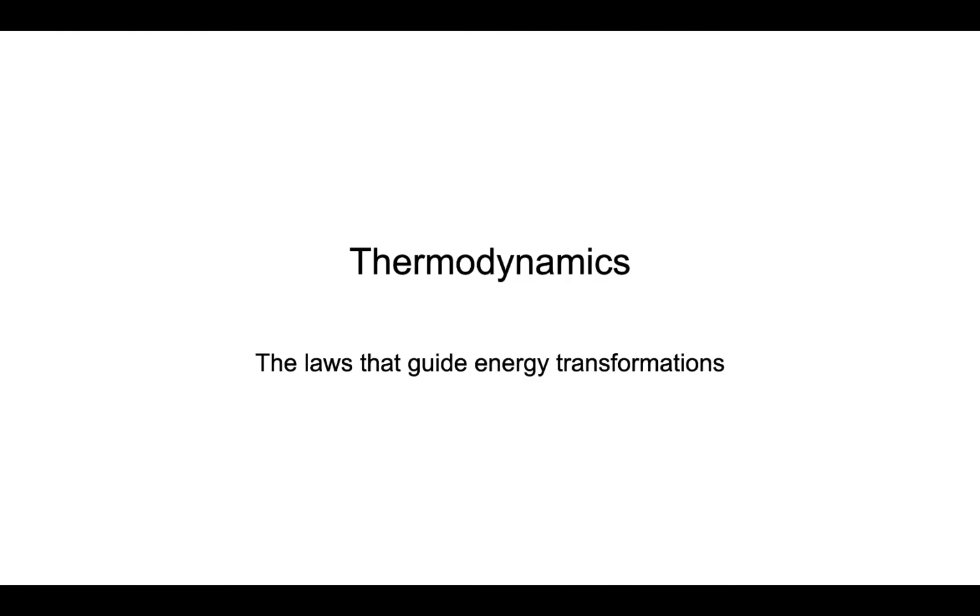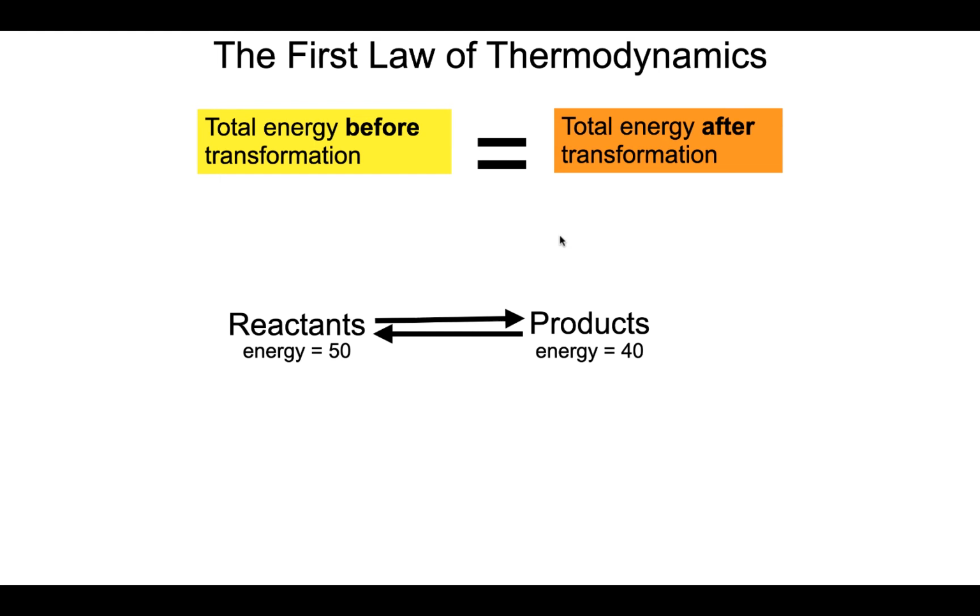All right. So let's talk about the rules that guide the transformation of energy, the transformation from one state to another. This is called thermodynamics, and we're going to look at this in the context of a reaction. Here we have our reactants. The reactants are always the left side of a reaction. That's what defines the term reactant. The product is always the right side of the reaction.